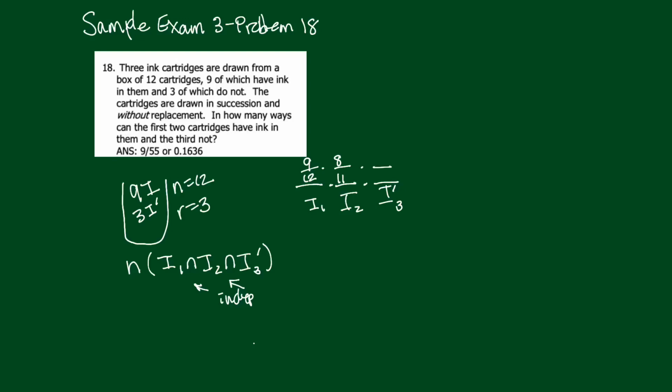Now, I want the third one not to have ink. There's only 10 cartridges left, right? Because we've already used 2. And how many of them do not have ink? Well, 3 of them don't have ink. So I'm looking at 9 12ths times 8 11ths times 3 tenths. And when I did that on my calculator, I got 0.1636 when I round off to 4 places.